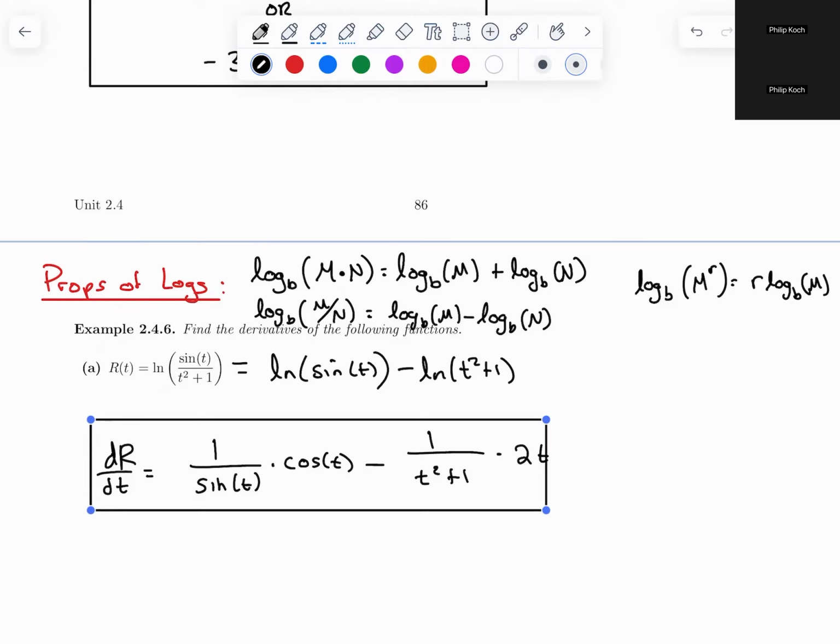I'm glad we all remember our trig. Glad we're all practicing our trig as we go along. But you could leave it like that and it's fine.